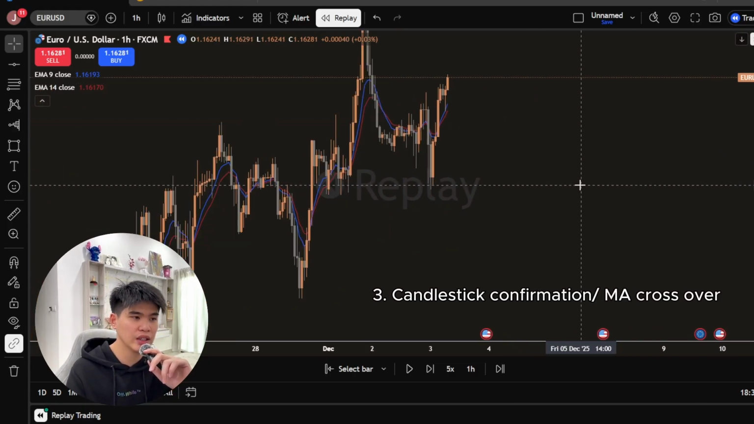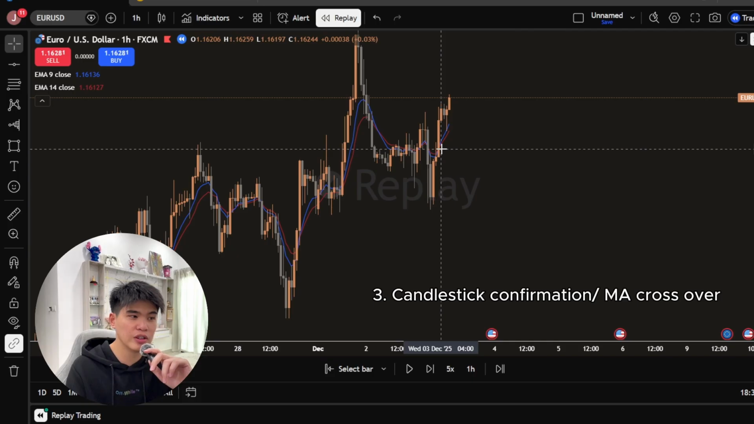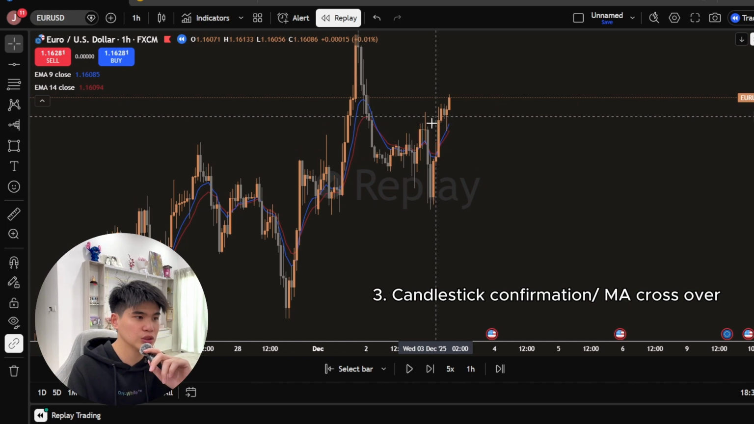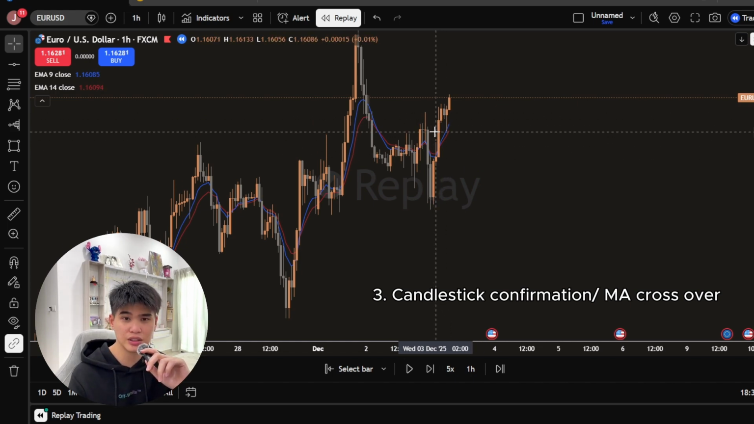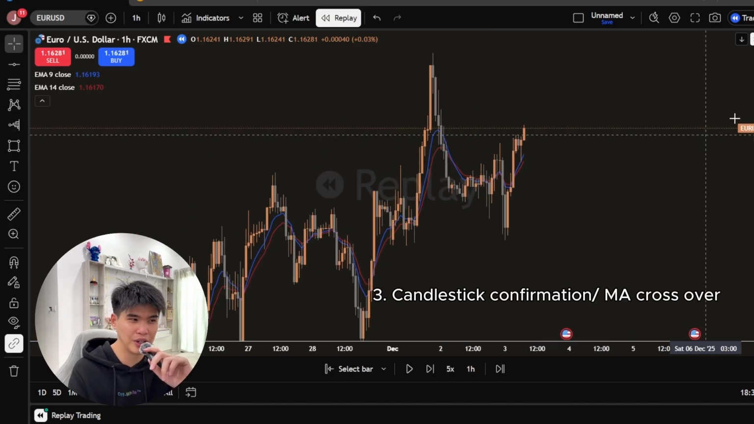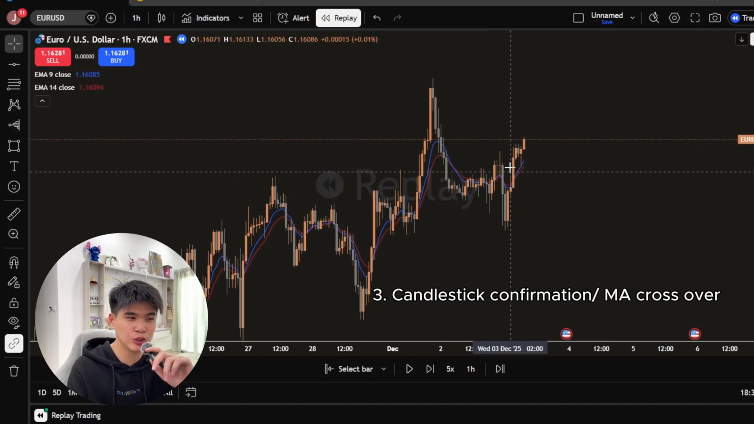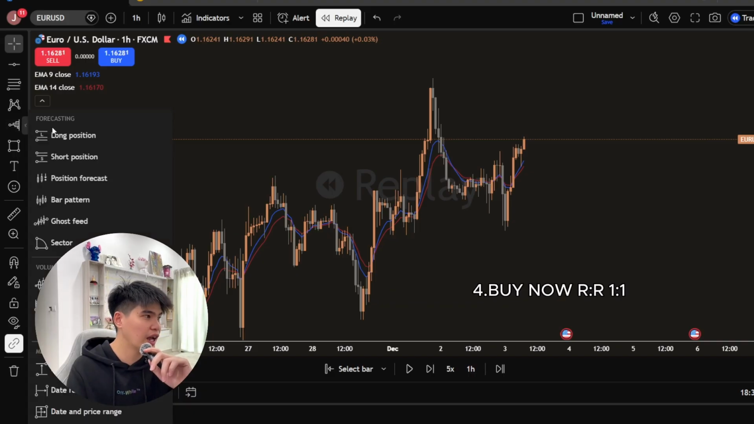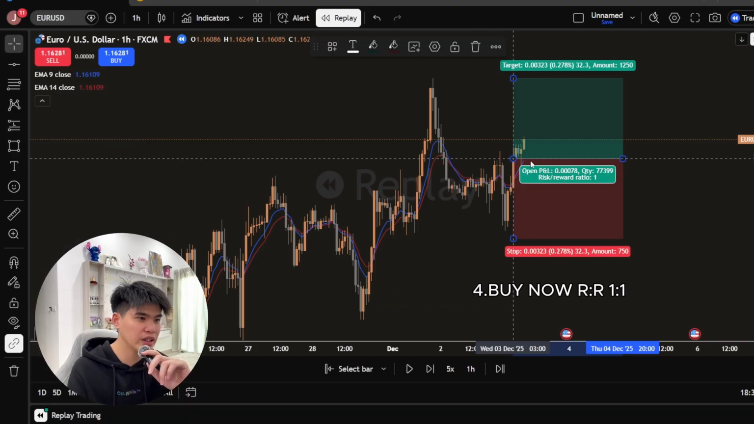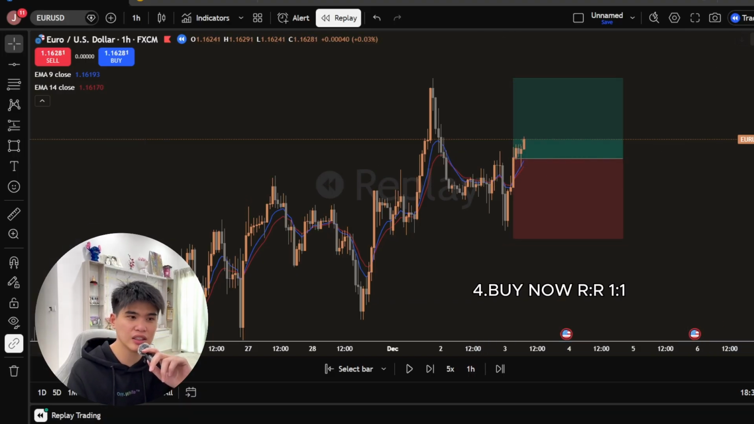So in our moving average, it has crossed over back up. Okay, first confirmation check. Second, I want to see a confirmation candlestick. So here is a strong bullish candlestick. Congratulations, guys. We have found an entry point. So once I see two confirmations here that align with my overall market structure, I'll just plot a buy here right after I see the confirmation candle.